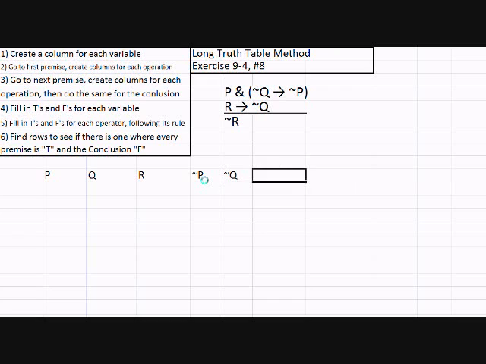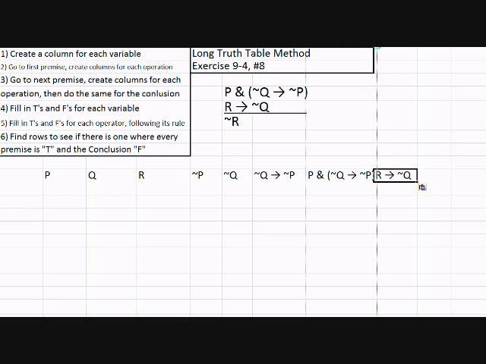And now what we're going to do is create a column that represents the next level of embeddedness of operators. So it would be the entailment from not q to not p. And then what we will do is have a column for the entire premise. Next, we move on to the next premise, r, then not q. We already have a column for not q, so all we will need to do is create a column for this premise as a whole.